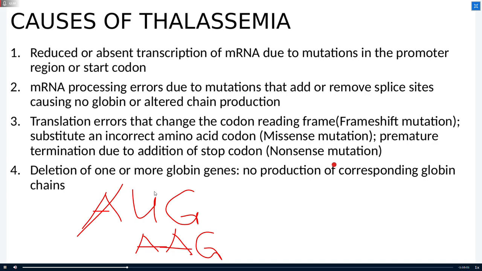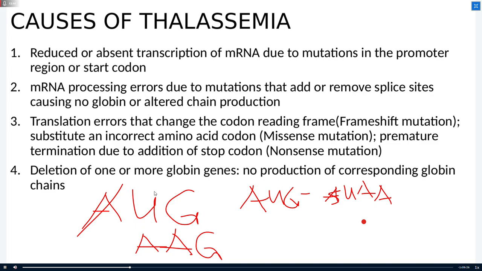Class, can you give me an example of your stop codon? Naalala nyo pa? AUG. So imagine nyo, start kayo ng AUG. Tapos, yung second codon, bigla kayong napunta sa stop codon nyo. So yan, that's an example of your nonsense mutation. Then deletion of one or more globin genes, no production or corresponding globin genes.